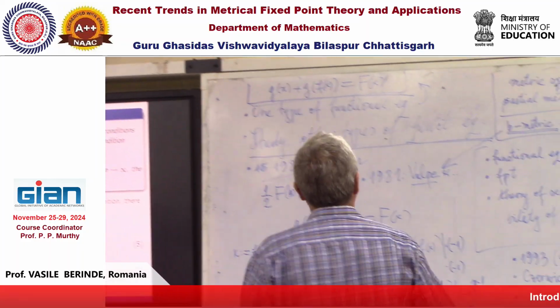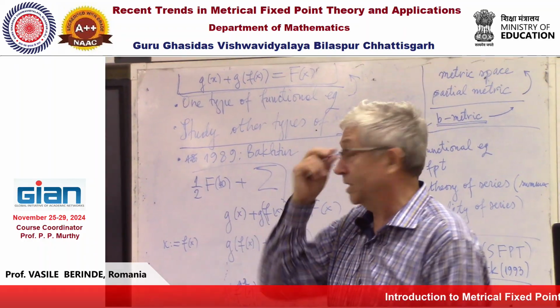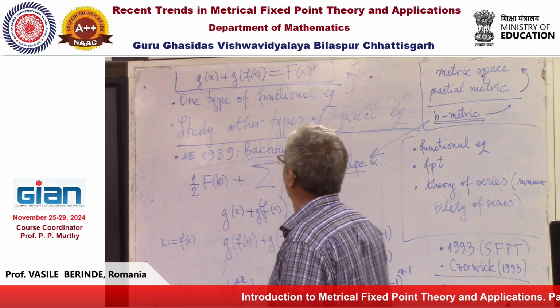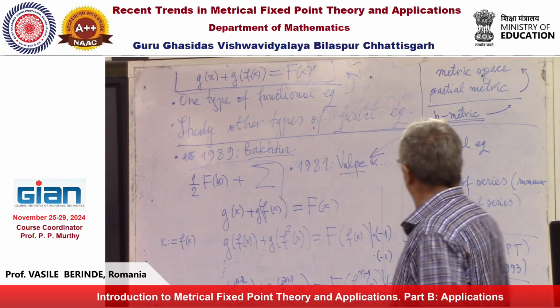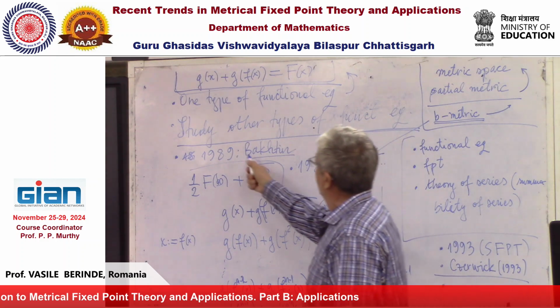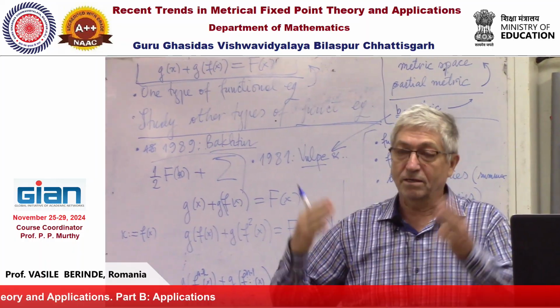Yes, yes. And Vulpe means fox in Romanian. So Vulpe is the name of this mathematician. And actually he was the first one. The second one was Bakhtin. He was not aware of this paper. And Czerwik knew just the paper by Bakhtin. I knew just the paper by Bakhtin, and I extended this.